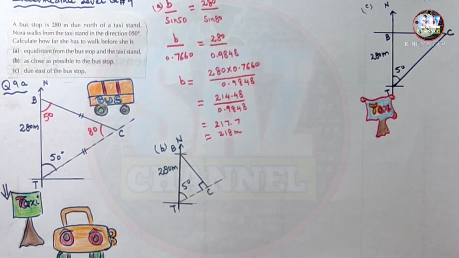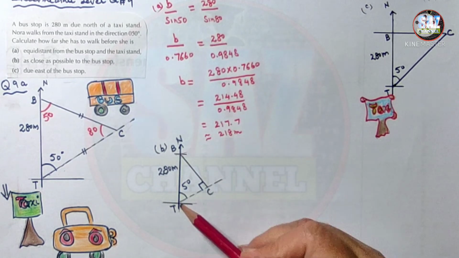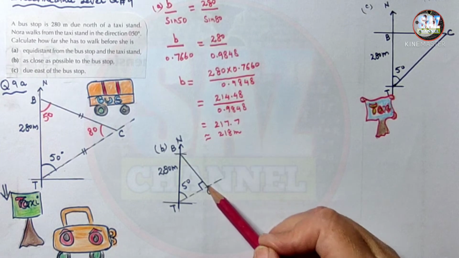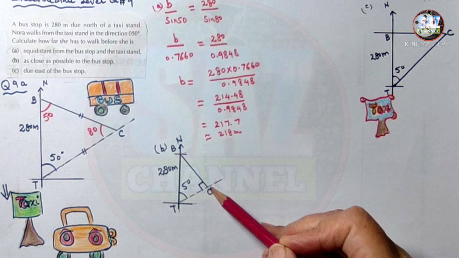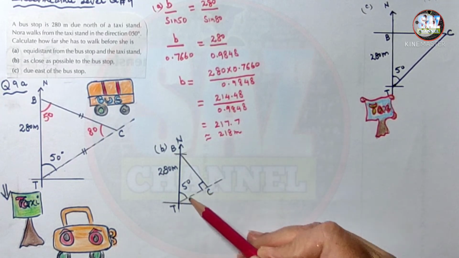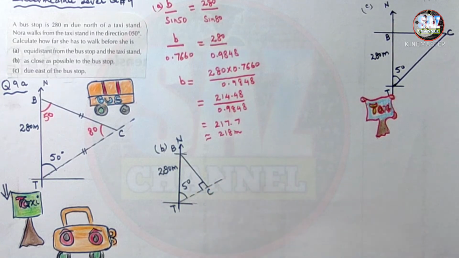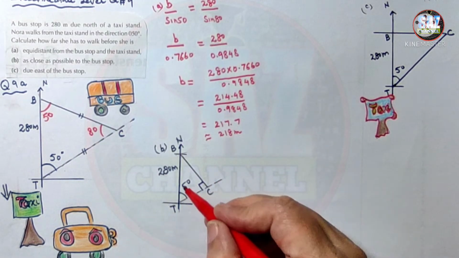Moving to the next part that says as close as possible to bus stop. In this case, the point that we have to keep in our mind is that we have to remain at the shortest distance from that object. So this will be Nora's position where she will be standing, and now we have to find this TC distance. You can see that in the second case the triangle becomes a right angle triangle, and we have to find with the reference of 50.